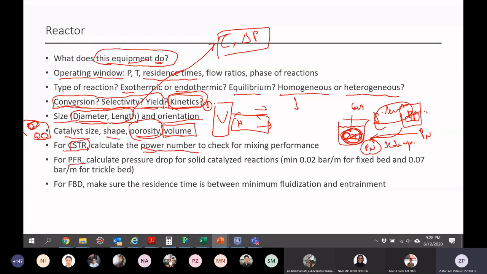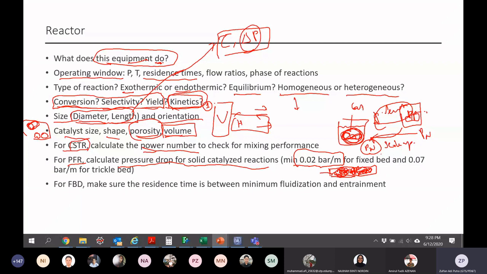For the PFR, we have to be able to calculate the pressure drop for the solid catalyst reactions. So it has something to do with this delta P. I took it from that integrated design book. There is information for that, but if you work for a company, they have their own information. It has to be a minimum of 0.02 bar per meter of your reactor. So if you have 1 meter here, it is 0.02, and another 1 meter over there is another 0.02 minimum. That means you are making sure that the flow within this reactor is as turbulent as it requires, and it wets the catalyst surface so that the reaction can happen.